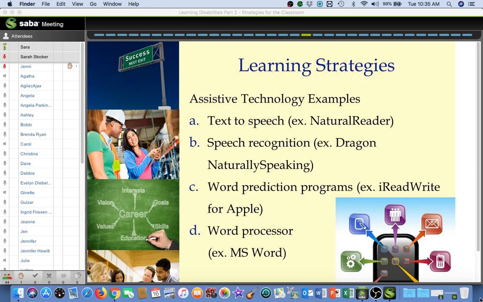A few examples of assistive technology include text-to-speech software or optical character recognition, where the computer reads the text for the learner, for example, natural reader. Speech recognition systems allow a learner to dictate what they want to say, and the computer then writes it for them. Things like Dragon Naturally Speaking, that's quite a popular one.